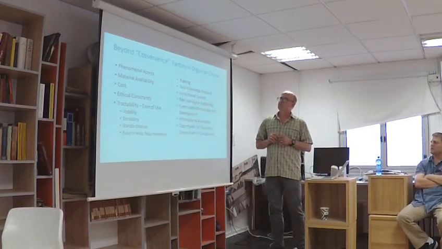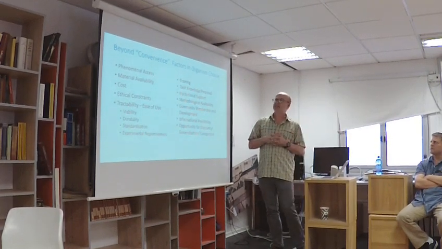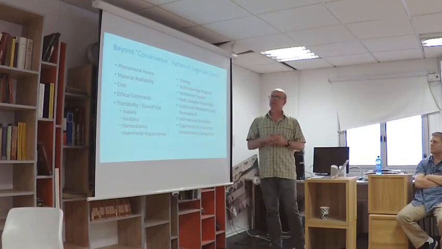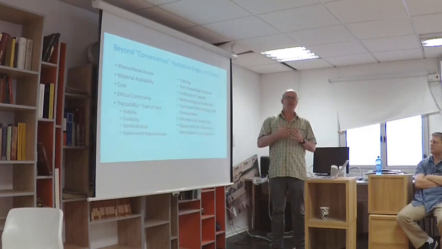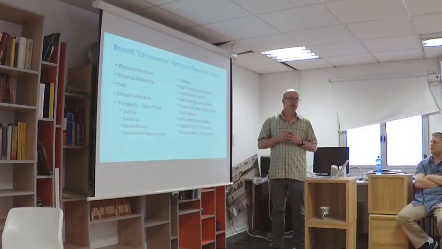So, a priori or based on our experience, we started to identify things that we think we've seen acting. They include things like phenomenal access. In other words, in the system that you have, can you actually see or get access to the particular kind of thing that you want to study?